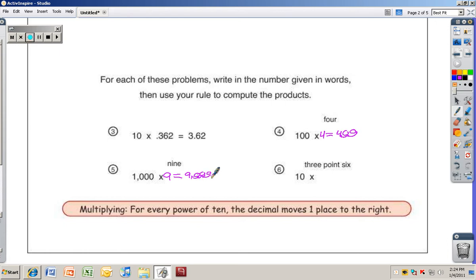Okay, then now this one gets a little trickier. 10 times 3.6 equals. You see where the decimal point is right there, right? How many spots are you going to move it over? 1 spot. So when you move it over 1 to the right, what's your answer going to be? Yep, 36. There you go. Write the answer. 36. Beautiful.